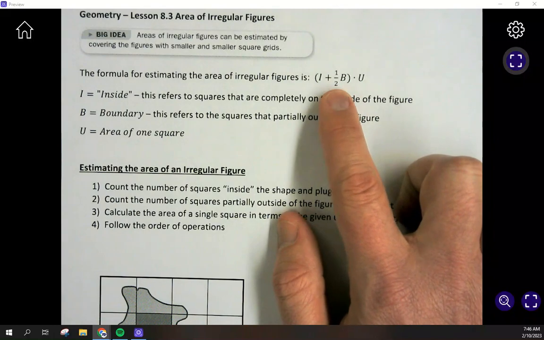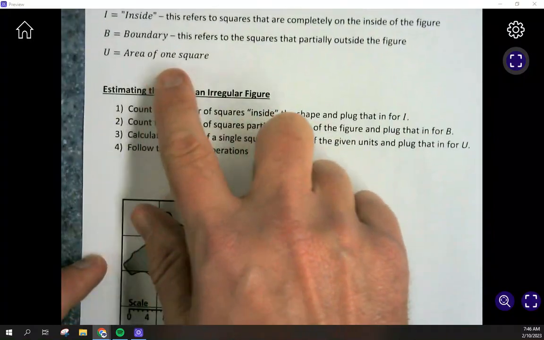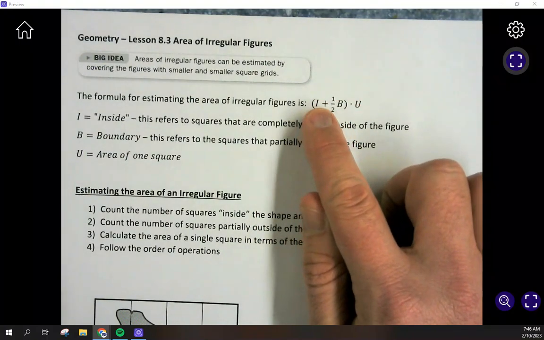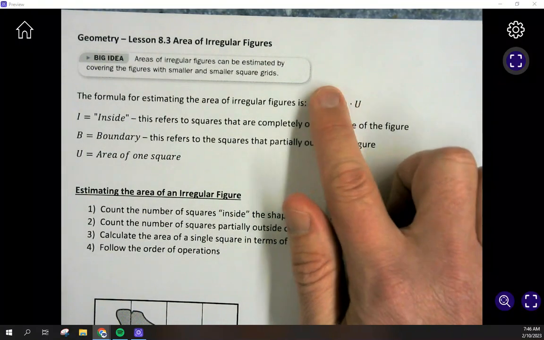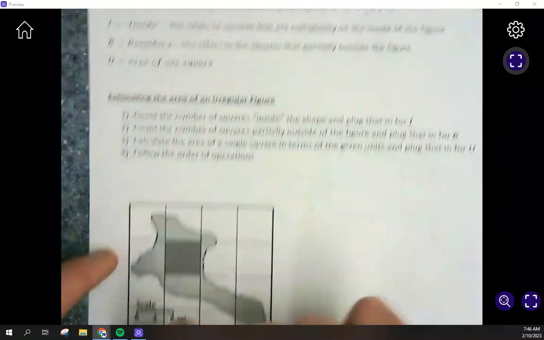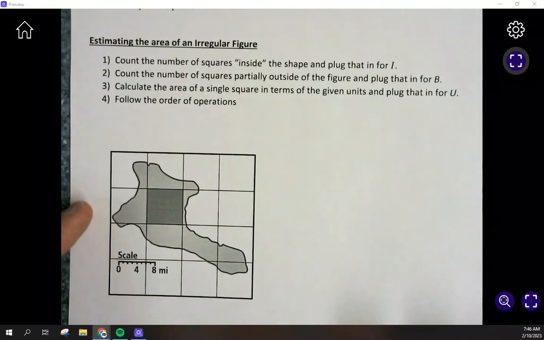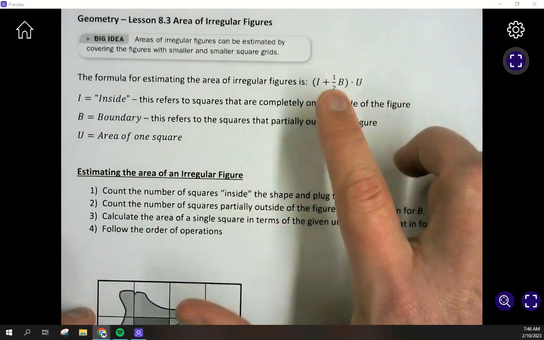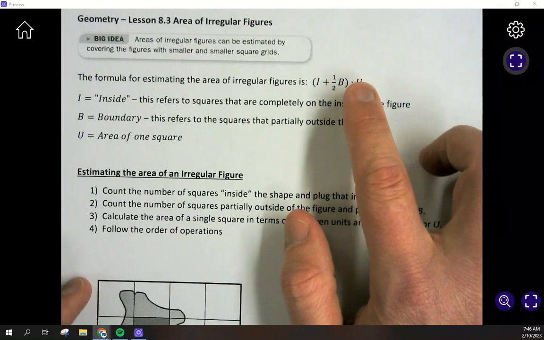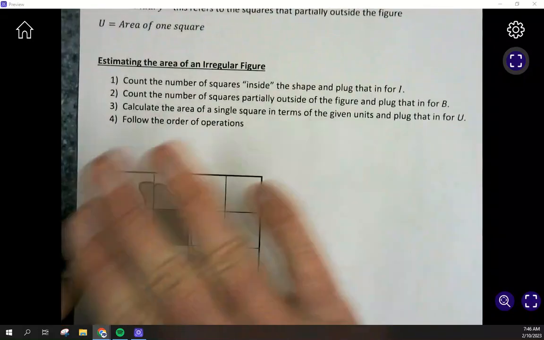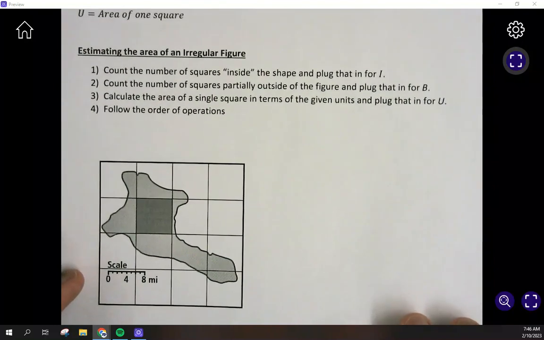So we're basically taking half of those and then times u, which is the area of one square. So we're going to figure out with this combination, all the full squares plus half of the boundary squares, what's our total number of squares that we have in that picture. And then each square is going to be worth a certain amount of square miles. And so once we know how many squares the island is taking up in that picture, we'll multiply it times whatever the area of one square is to get the total area in the picture.